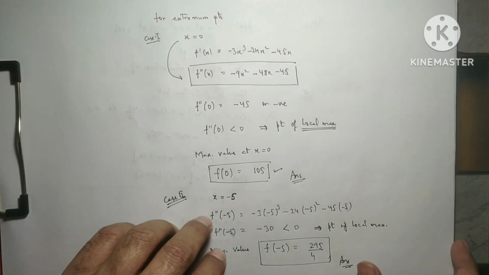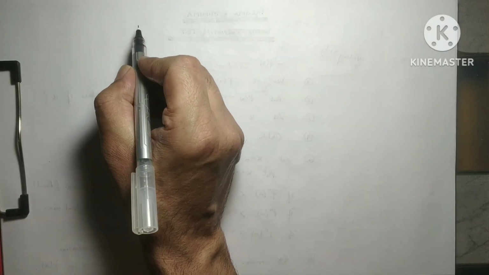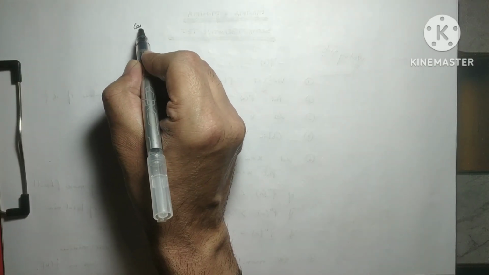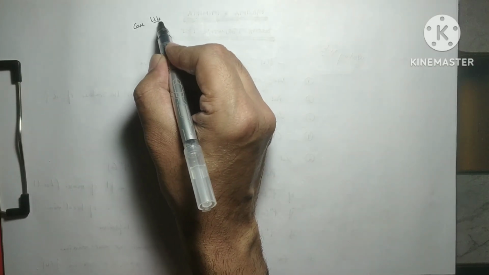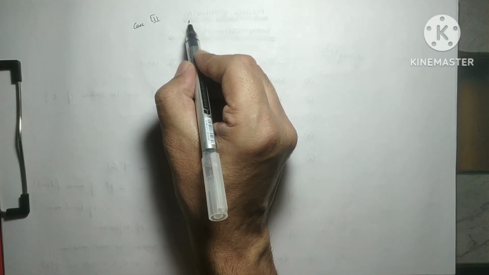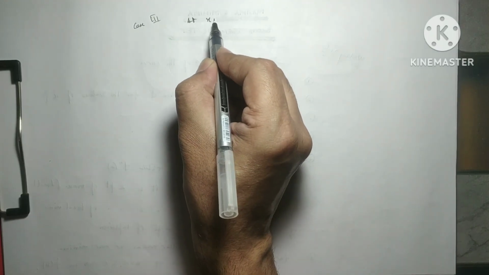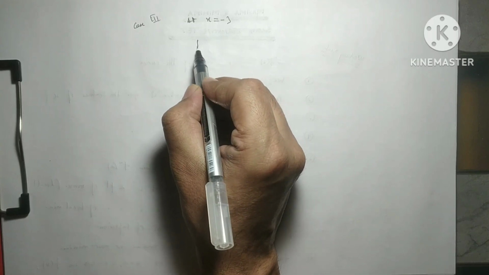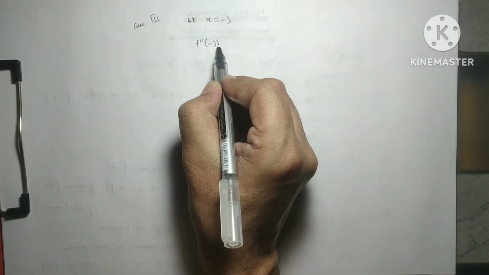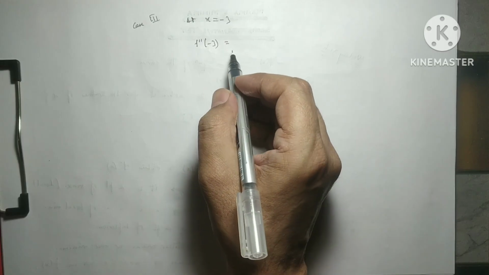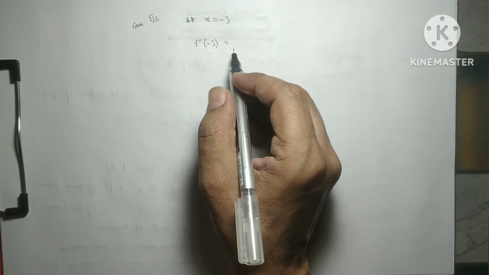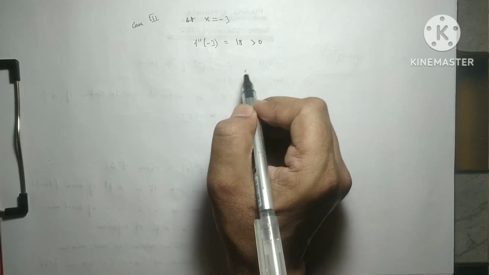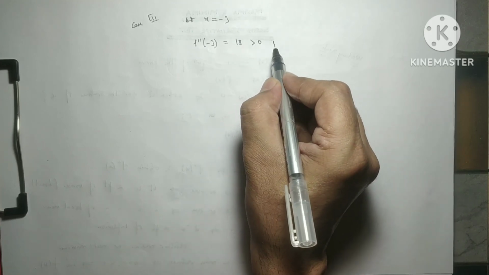Right, now we go for the third point, case 3, that is at x equals to minus 3. So f double dash minus 3, we put this value in the second derivative, and we get 18, which is greater than 0, or you can say positive.